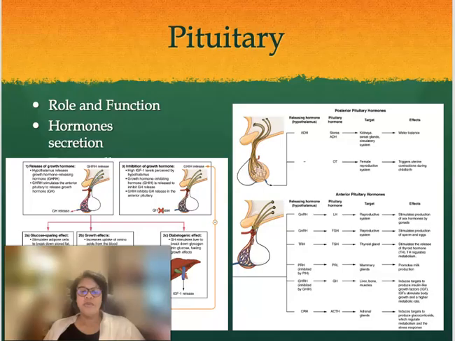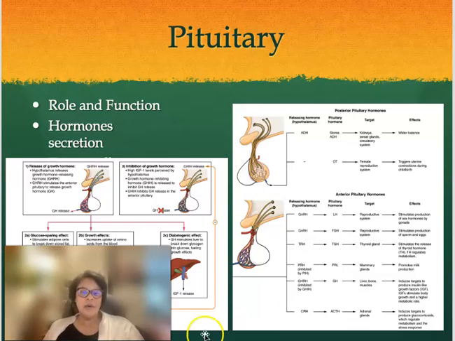There are some things that you do need to know. For example, the pituitary gland is split into two lobes. Each is responsible for secreting different hormones. The diagram on the right lists specifically which hormone the gland secretes.